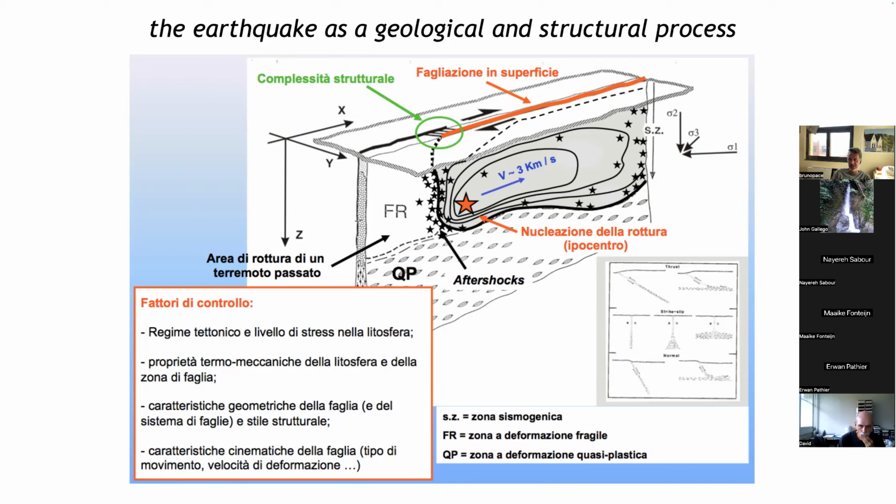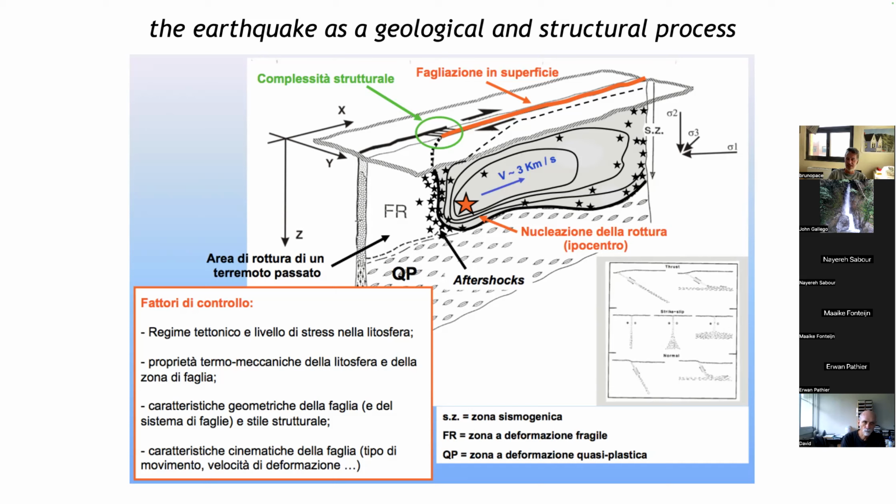We know that the rupture starts at a hypocenter, that is the nucleation of the rupture, where the rupture starts, and then we have the migration of this rupture that is more or less with the same velocity, more or less 3 kilometers per second. But then at the end, we have a different distribution of fault displacement and different dimension of the source. That means different ground motion produced by this earthquake.